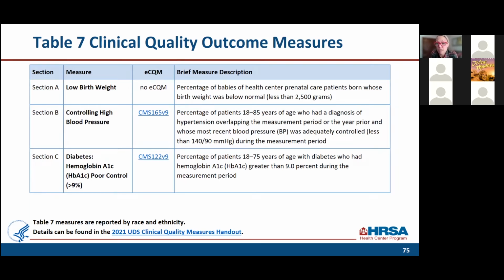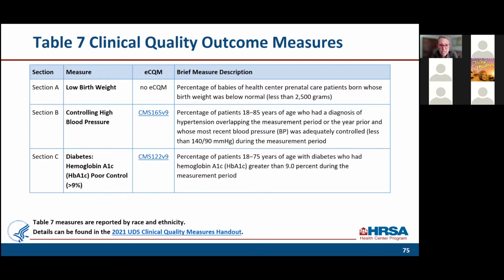These are reported on table 7. And remember, these are the ones broken down further by race and ethnicity. Section A of table 7 is deliveries and birth weights. And we'll get into that here in a sec.